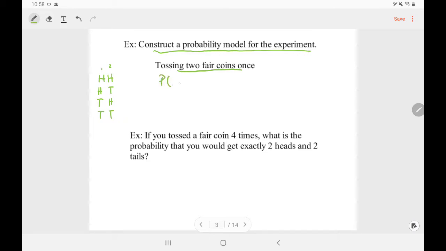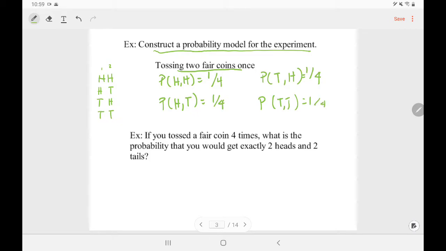Now, what's the probability of each of those happening? The probability of heads, heads: there's 1 of those events happening, and there's 4 possible. Let's run through these really quick. Probability of heads, tails is 1/4, probability of tails, heads is 1/4 again, and probability of tails, tails is 1/4. Now that's going to be kind of annoying to do for anything larger, so I just want you to know that the probability model of an experiment is simply what events are occurring and what the probability of each of them happening is.